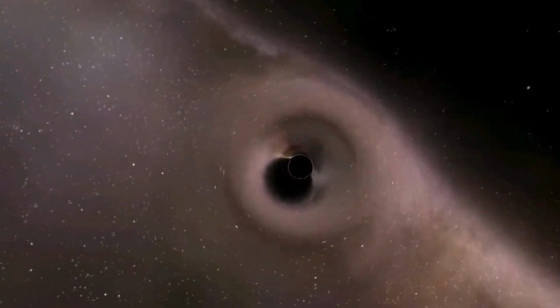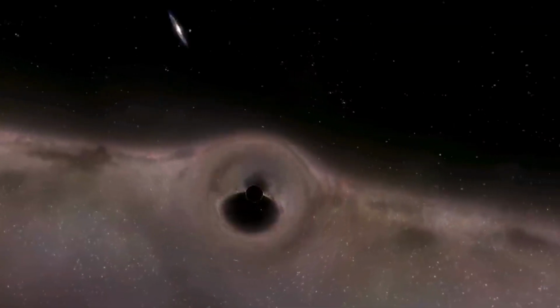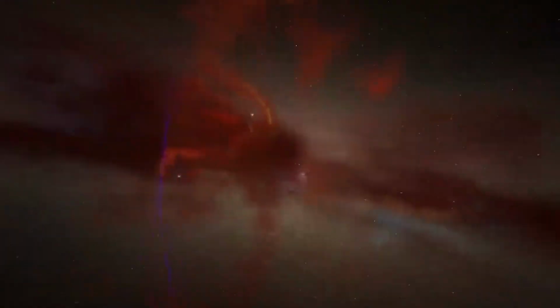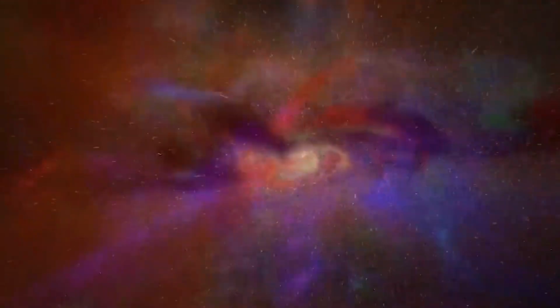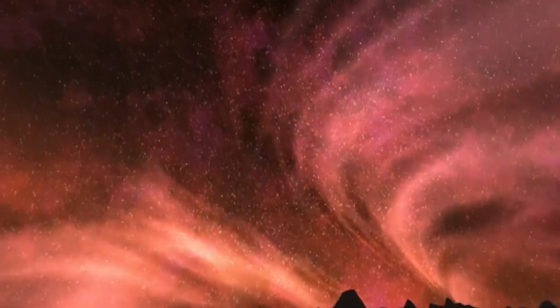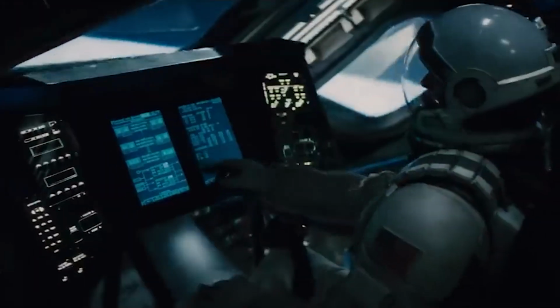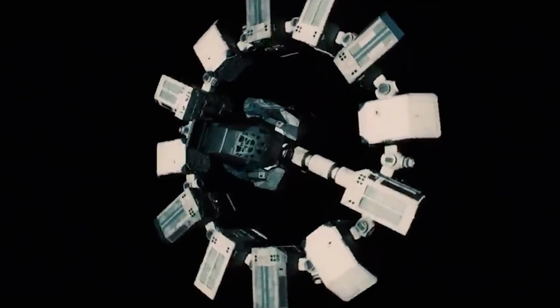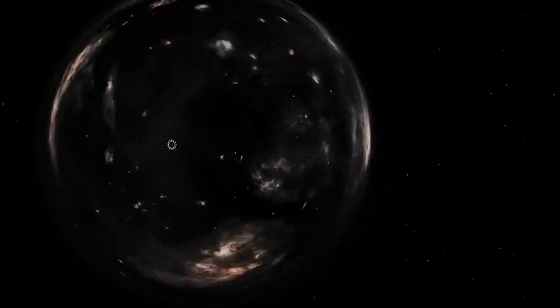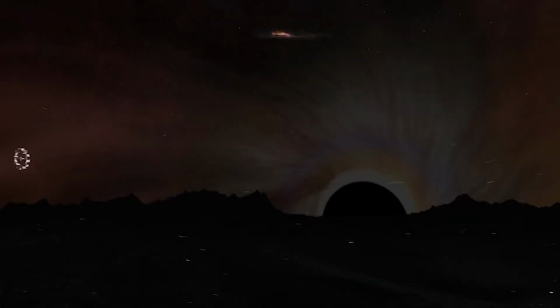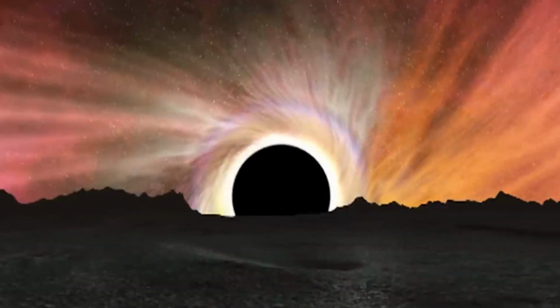Black holes are among the most intriguing phenomena in space, often portrayed in popular culture as cosmic monsters capable of devouring everything in their path. A prime example of this portrayal is the film Interstellar, where black holes are depicted with a mix of scientific accuracy and creative imagination. So, what exactly is a black hole?